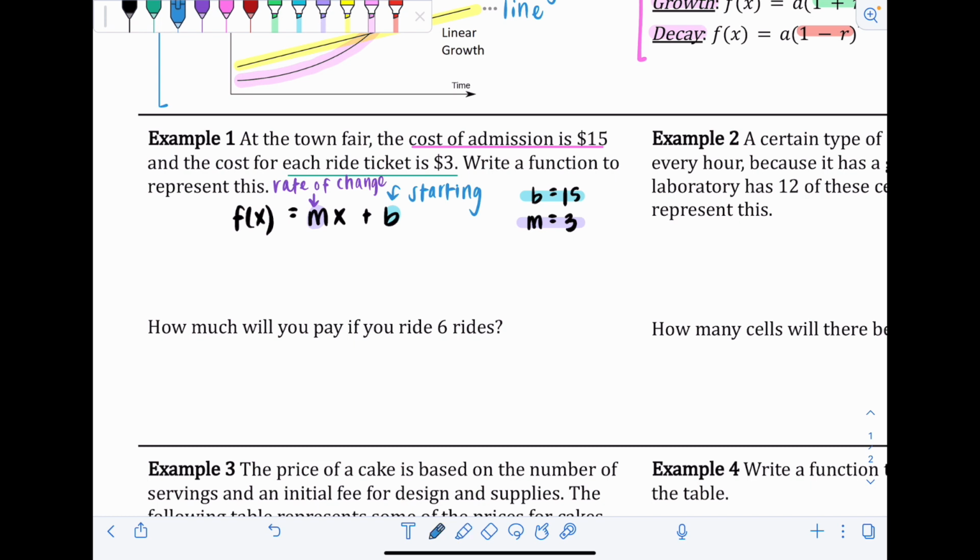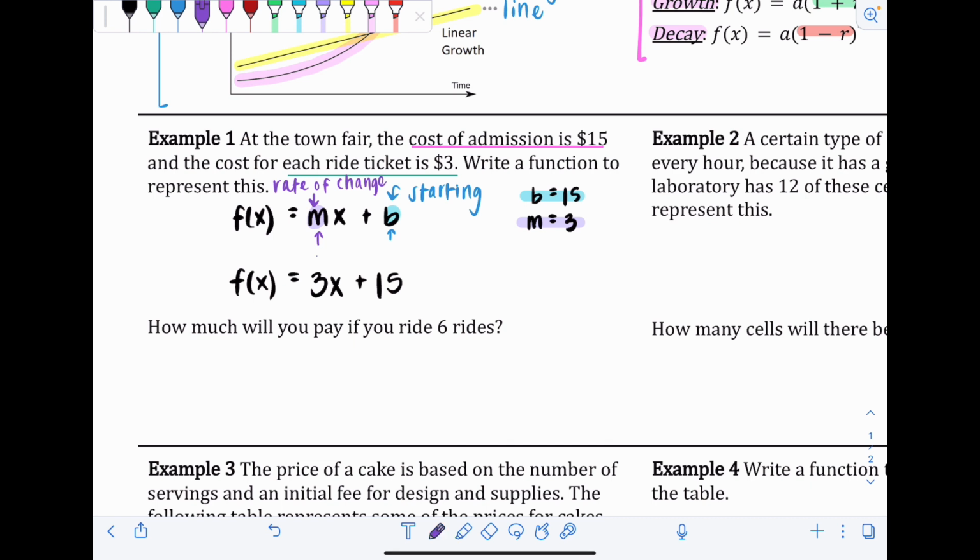So we're going to take that 15, we're going to put it in for B, we're going to take that 3, we're going to put it in for M, and then that's going to give us our function. So it'd be f of x equals 3x plus 15. And notice the x stays in the function. That'll always stay there.